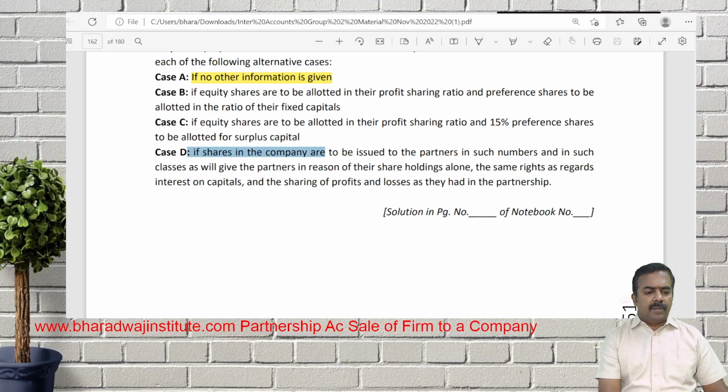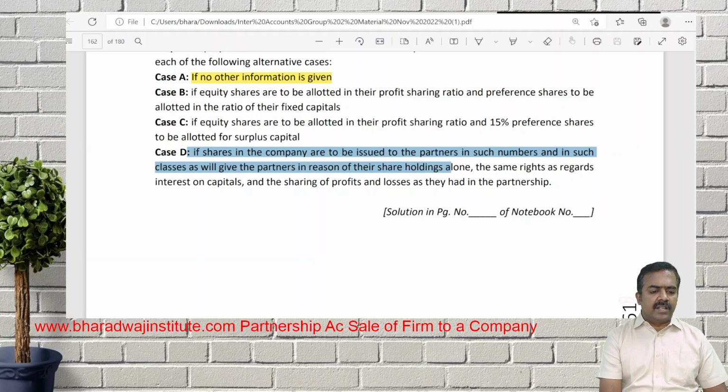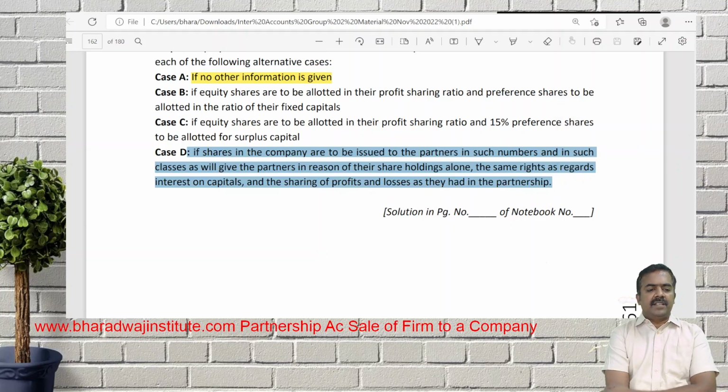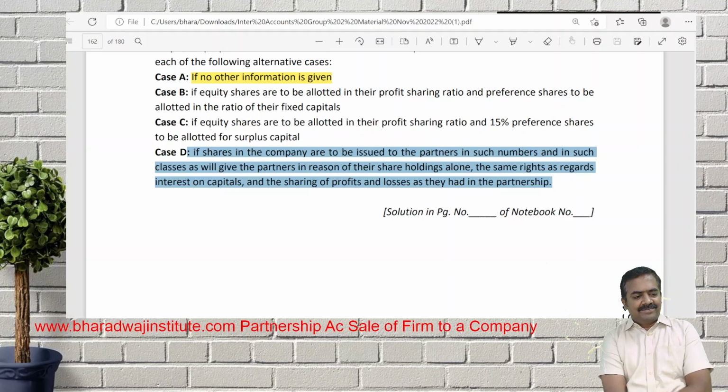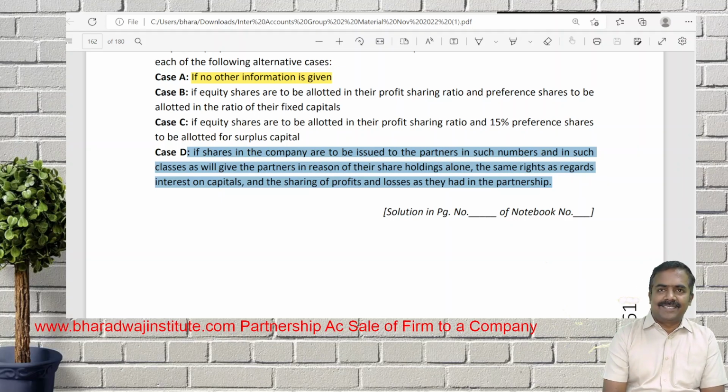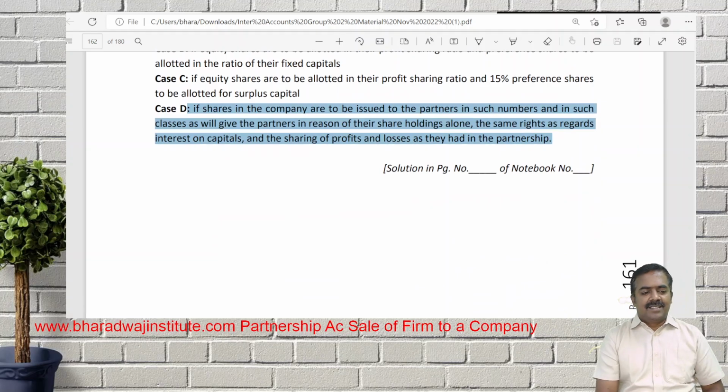If shares of the company are to be issued to the partners in such numbers and scale, which will give them, the partners, for the reasons of holding alone, the same rates as regards interest on capital and sharing of profits and losses as they had in partnership. Case D. Case D. என்ன சொல்லிருக்கான்? From case D, what do you understand?